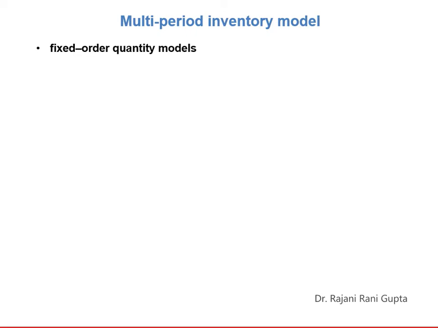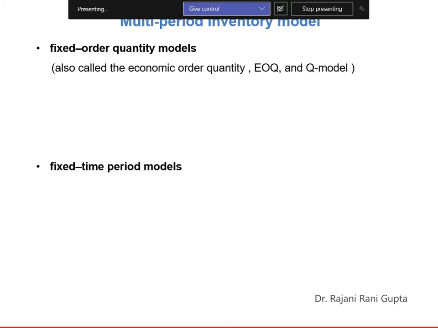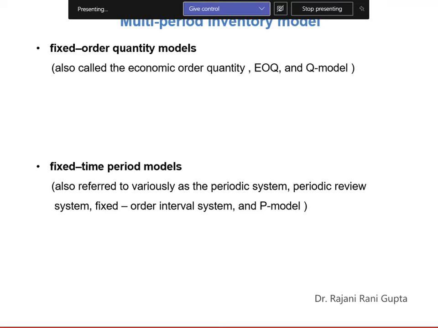There are basically two types of multi-period inventory models. The first one is the fixed order quantity model, which is also known as economic order quantity, or EOQ, or a Q model. The second one is the fixed time period model, which is also referred to as a periodic system, periodic review system, fixed order interval system, or a P model. So these are the two basic multi-period inventory models.